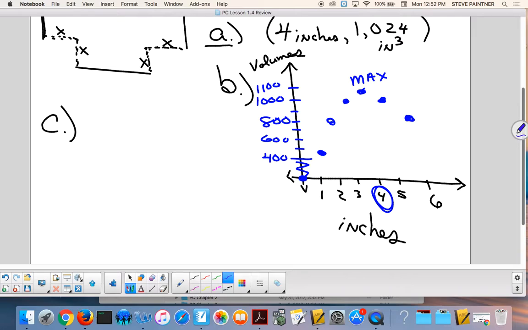All right, now, part C. Part C says write the formula, write the function for volume in terms of X, the cut. So the volume of the box. Write the formula. Where were they getting all these numbers? They were getting these numbers from the formula. You generate the formula.